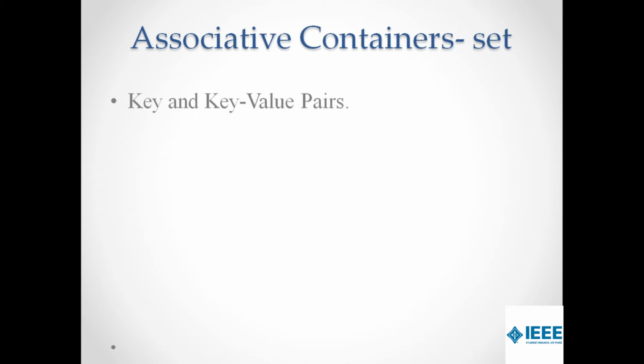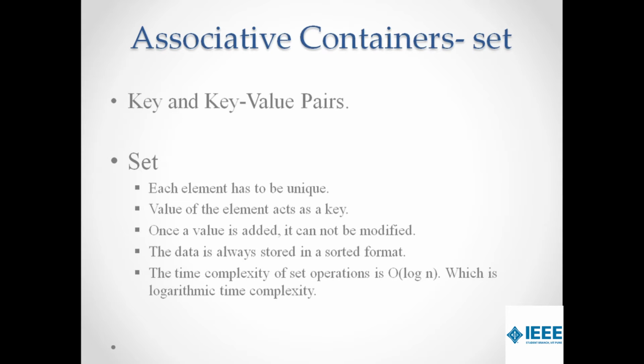We use the key in set and we use the key value pairs in map. Now the main question is, what actually is a set? Well, set is a type of associative container in which each element is unique, just like the set that we study in mathematics. As all the elements are unique, we use the value of these elements itself as the key here. Another point to note is that once a value is added, it cannot be modified.